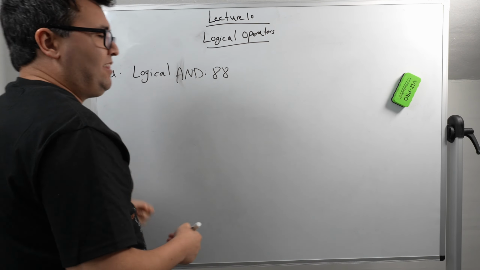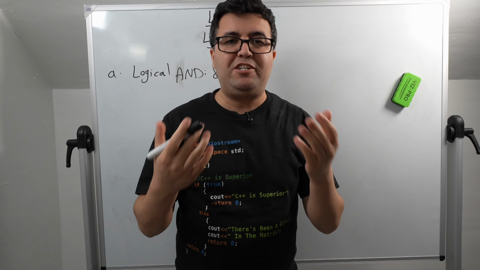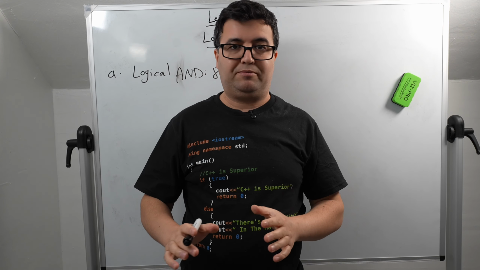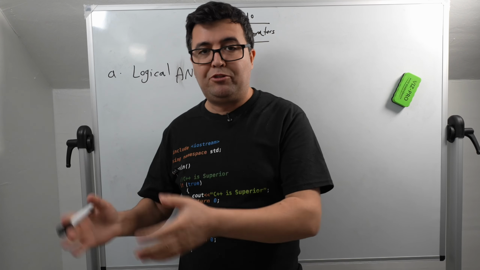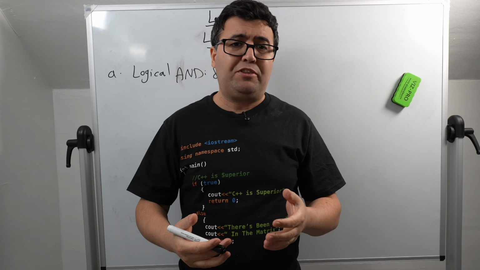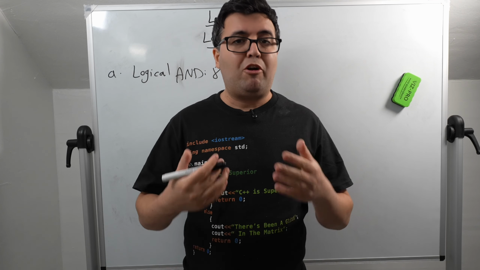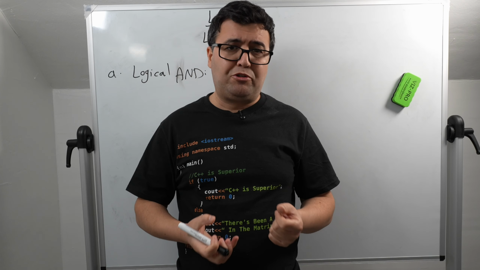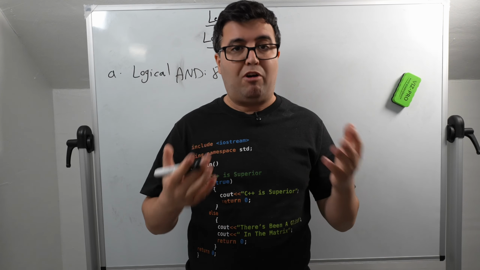The logical AND operator is used to check multiple conditions. If both conditions are true at the same time, the result of the logical AND operator will be true. If one of the conditions is false, then the result will be false. So the logical AND operator checks those two conditions. If both of them are true, the result will be true. Otherwise, the result will be false.